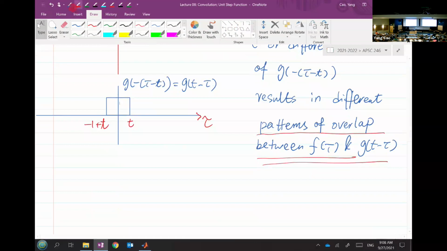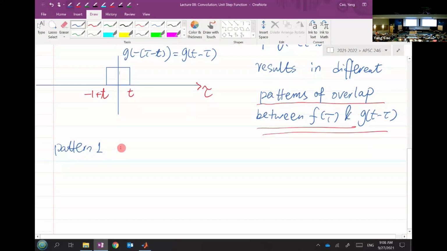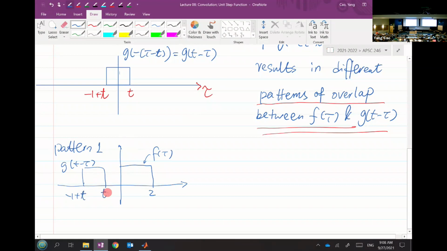So maybe let's just summarize now. Pattern number one: this is your f of tau, and this is your g of t minus tau. This is pattern number one. The edges will not change, still negative 1 plus t and t. So this pattern, pattern number one, has no overlap. If there's no overlap, that means the convolution will be 0.